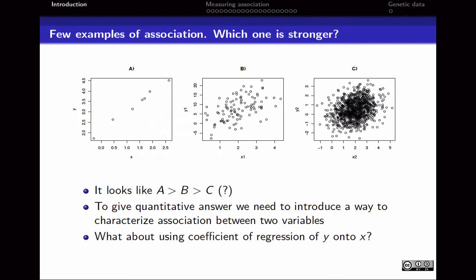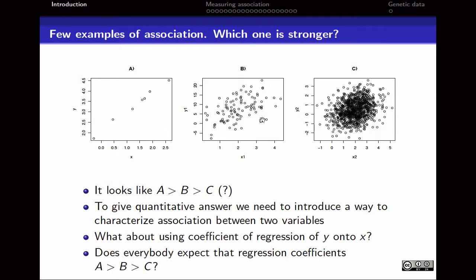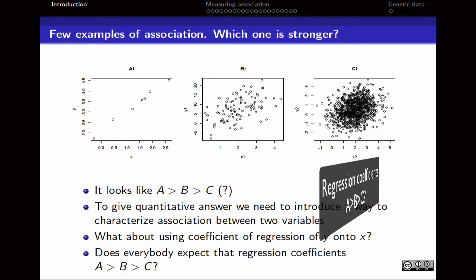What about using the coefficient of regression of y onto x? Does everybody expect that indeed the regression coefficient for the panel A data would be greater than for panel B, than for panel C?